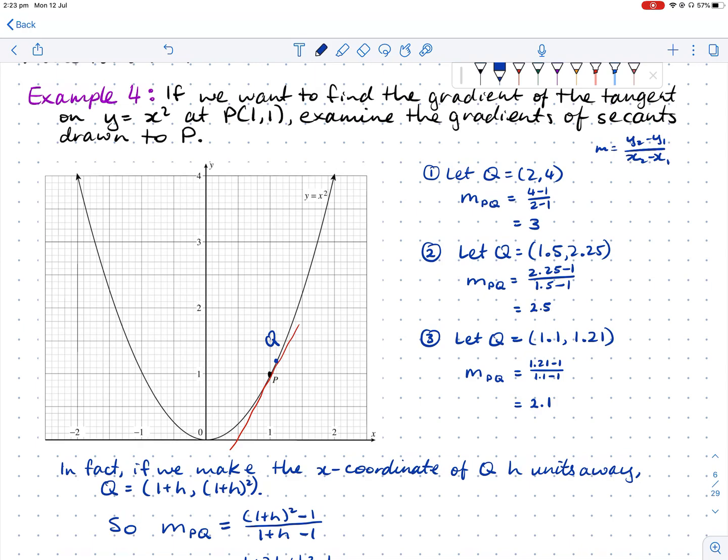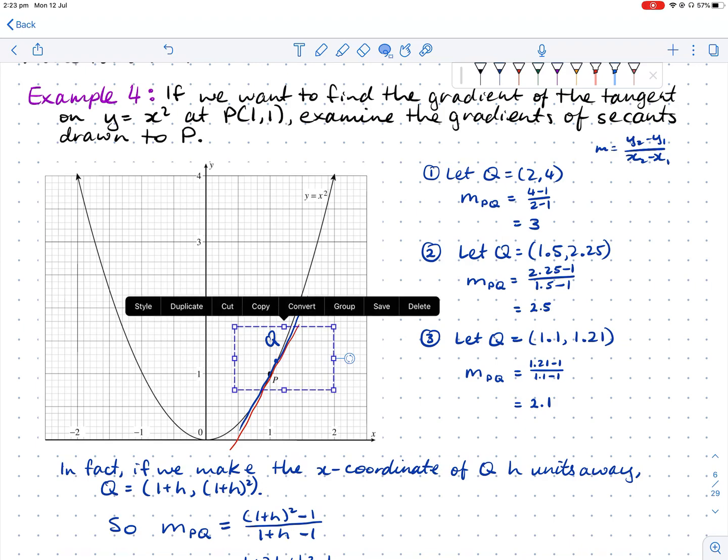If I put Q there, you can see that secant is very close to the actual gradient at P. If I work out the gradient, rise over run again, I end up with a gradient of 2.1. So we started at 3, then it went to 2.5, and now it's 2.1. It looks like as we get closer and closer, it's getting closer to probably the value of 2. What we want to do is keep bringing Q closer and closer to P until a point where they actually overlap.